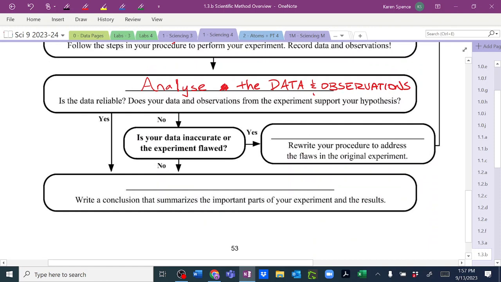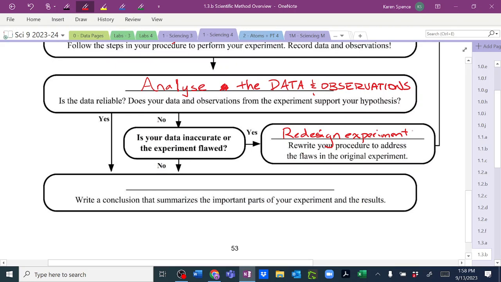Now, what do you do if your data is inaccurate or your experiment is flawed? Yes? You're going to redesign that experiment, okay? But that's only if you're analyzing your data and you're like, ooh, that went wrong because I didn't think about this factor. Or, ooh, that went wrong because I didn't have the correct measuring instrument. I need something better. Yeah? So that's when you're going to redesign your experiment.